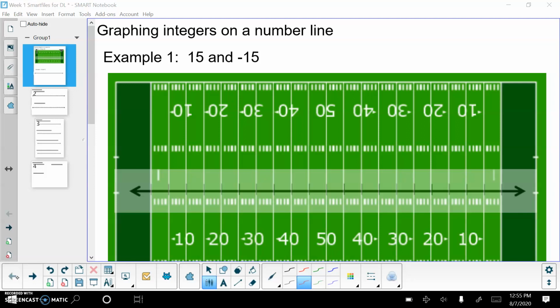Hello, this is our preview video on graphing integers on a number line. And we're going to actually use a number line for not only graphing but comparing integers and for adding integers.